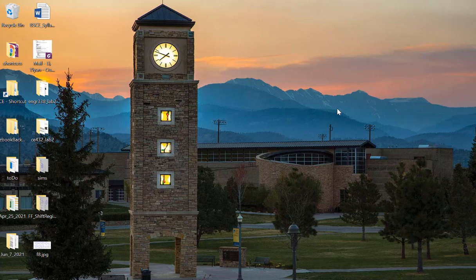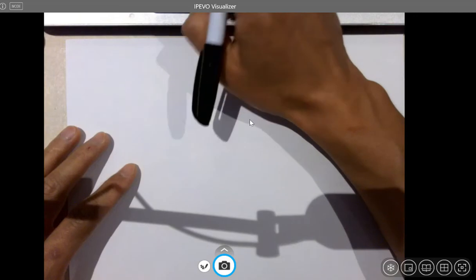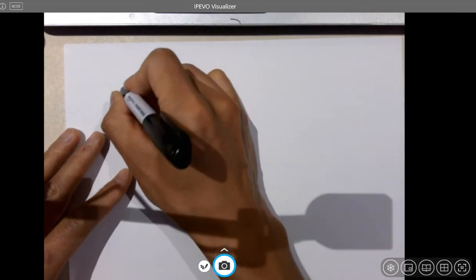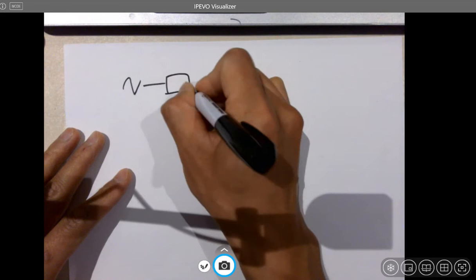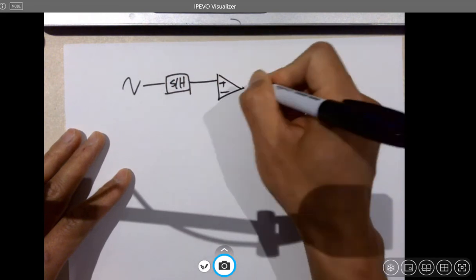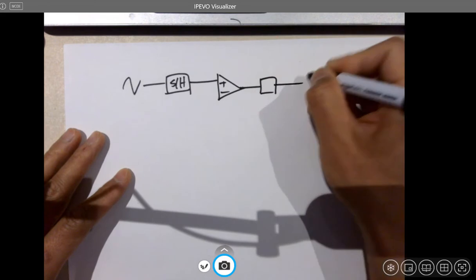So we have covered the architecture of the SAR ADC. And that looks like the following. Signal comes in, sample and hold, comparator, control circuit, and SAR.